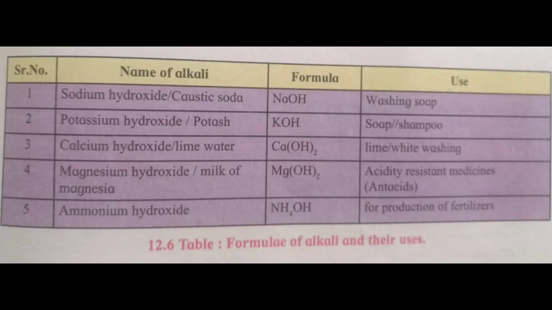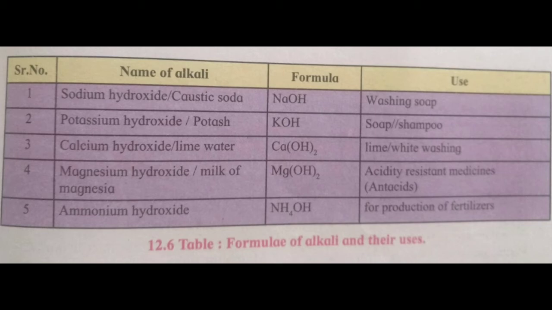Here, the name of alkali, its formula and use is given in this table. First name is sodium hydroxide, the other name is caustic soda. Its formula is NaOH and it is used to form washing soap. Potassium hydroxide, its other name is potash. Formula is KOH. It is also used to form soap and shampoo.